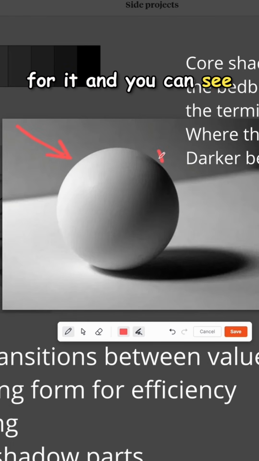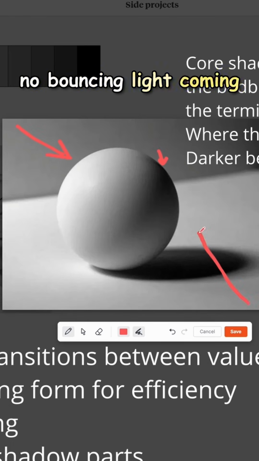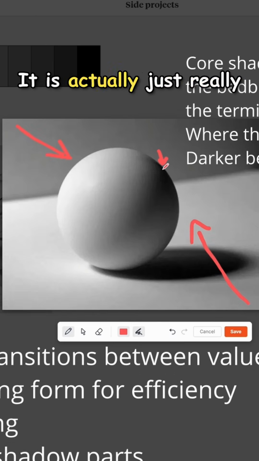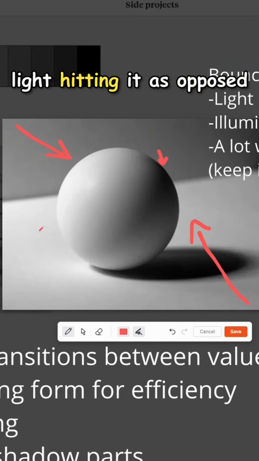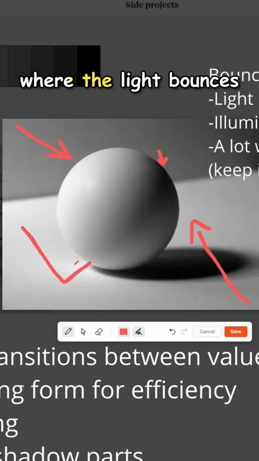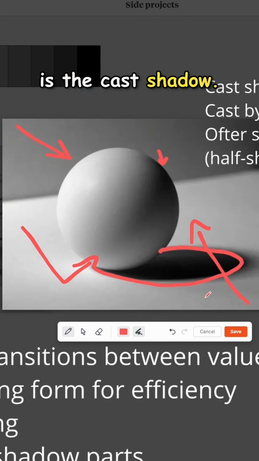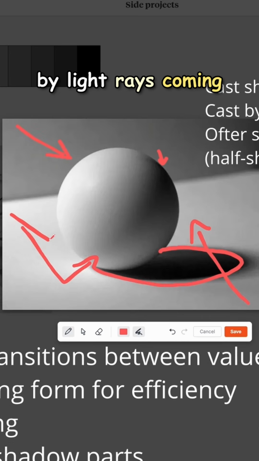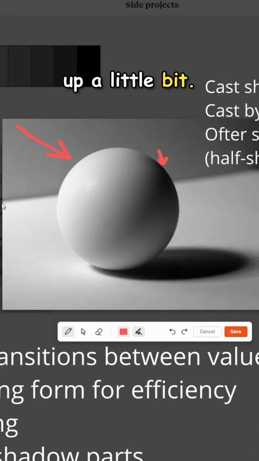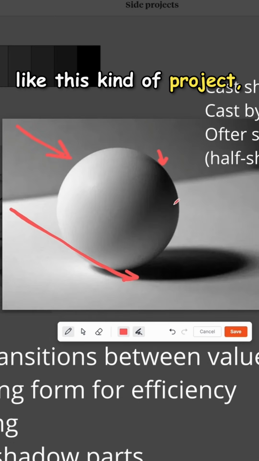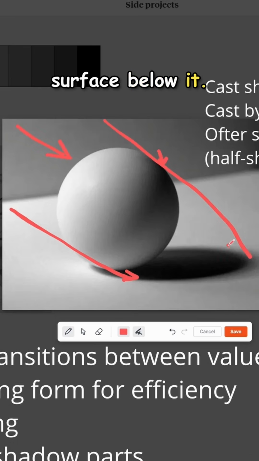And you can see over here where there is no bouncing light coming from the white surface, it is actually just really dark because there's less light hitting it, as opposed to over here where the light bounces and really makes it quite light. And this thing over here is the cast shadow. It is left by light rays coming in like this. Let me just clear this up a little bit. Light rays coming in like this kind of project this shadow onto the surface below it.